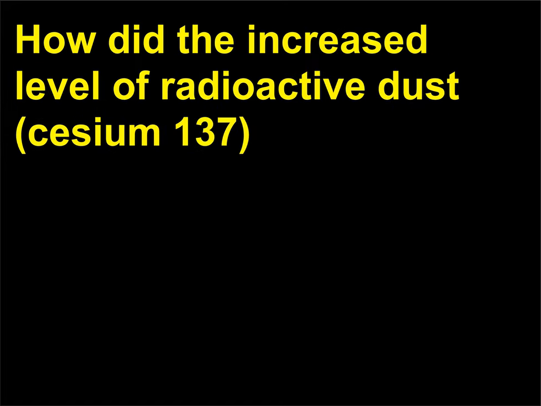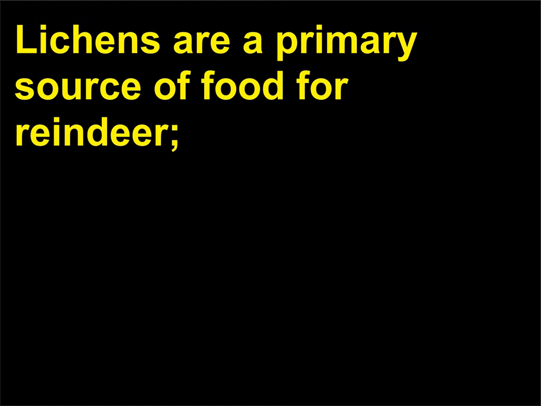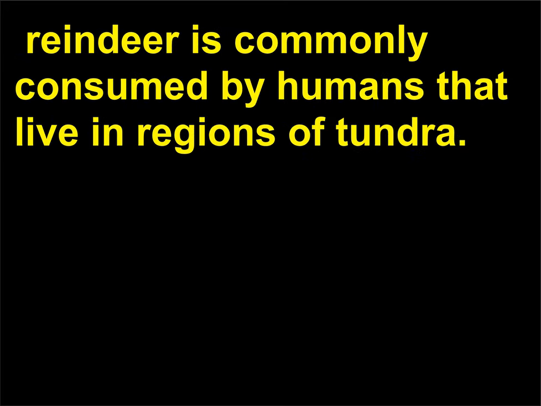How did the increased level of radioactive dust, cesium-137, in lichens affect the food chain following the Chernobyl nuclear power station disaster? Lichens are a primary source of food for reindeer. Reindeer is commonly consumed by humans that live in regions of tundra.